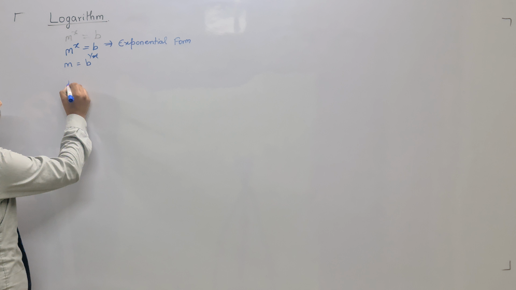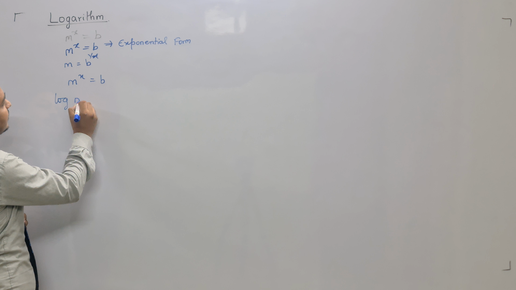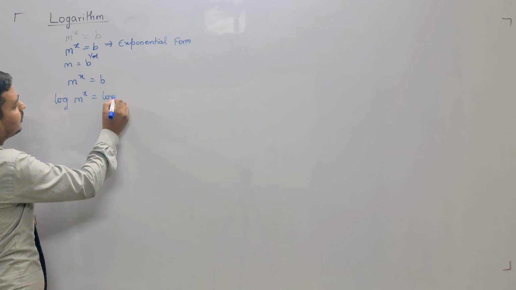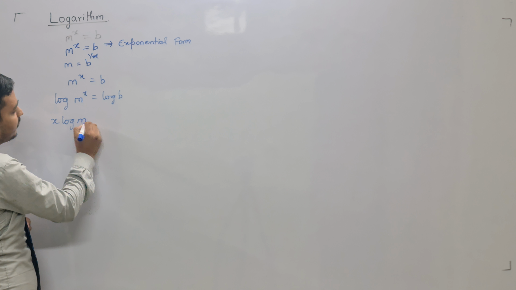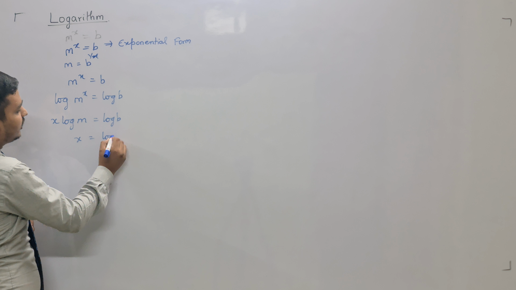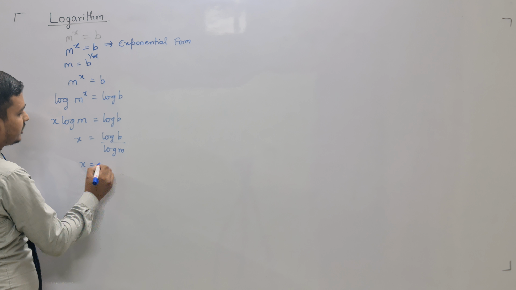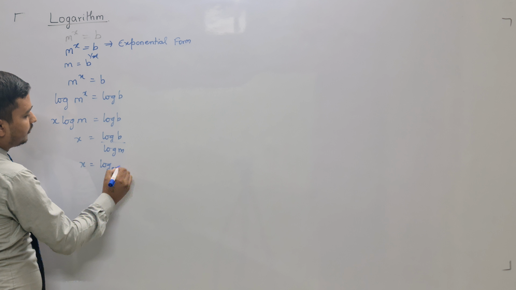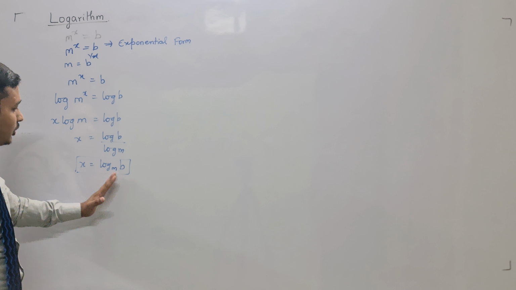Now see how I will do it. m power x is equal to b. I will apply log on both sides. x log m is equal to log b. Now x comes in front. x log m is equal to log b. x is equal to log b by log m. x is equal to log base m of b. Done. x is equal to log base m of b.